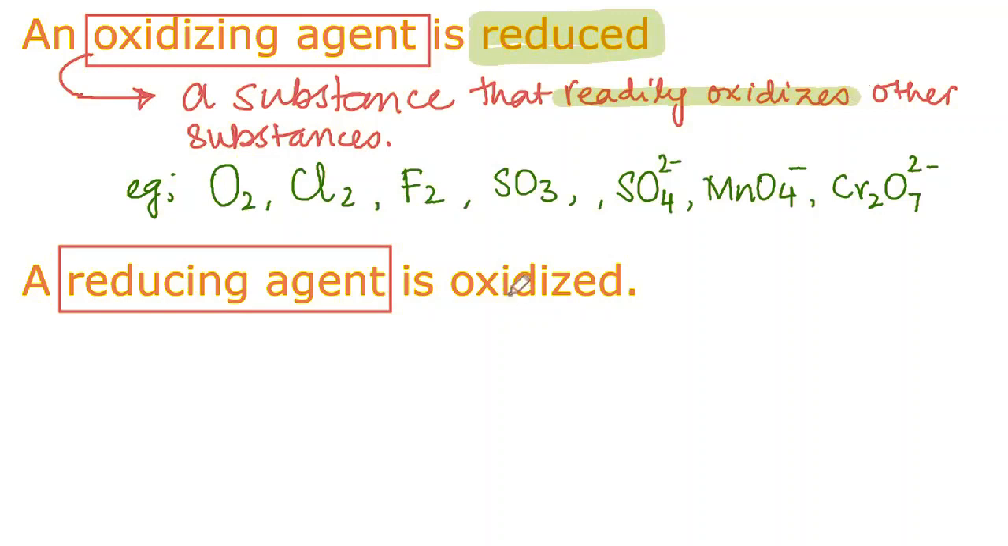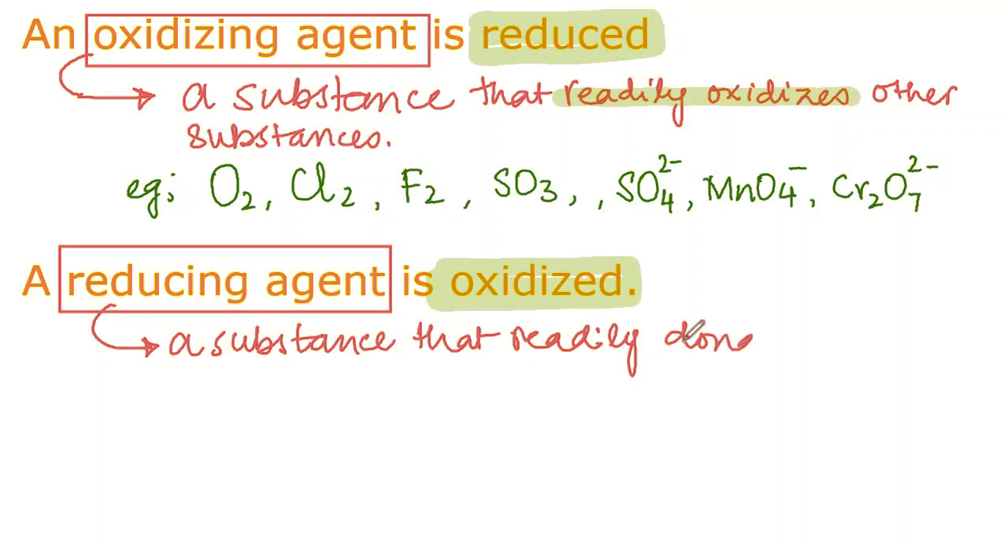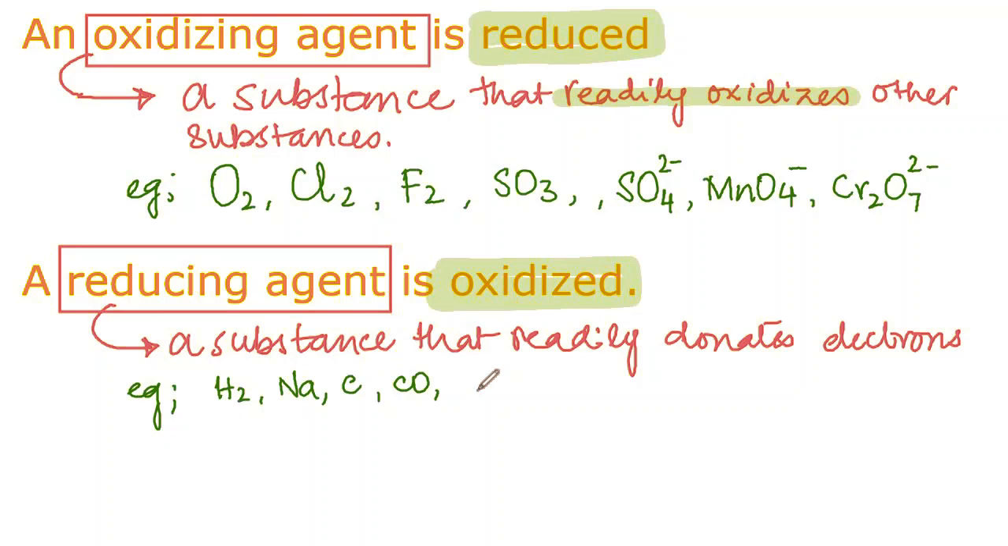So the oxidizing agent does oxidation of certain atoms, but they themselves get reduced. Similarly, a reducing agent itself gets oxidized. It means the reducing agent loses electrons readily and gets oxidized. So a reducing agent is a substance that readily donates electrons. Examples of reducing agents are hydrogen, sodium, carbon, carbon monoxide, which has an ability to pull out oxygen because carbon monoxide readily reacts with any other substance containing oxygen and pulls out oxygen from there, sulfur dioxide, or sulfide ions.